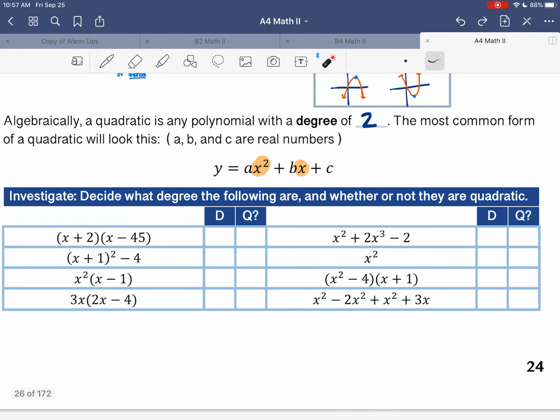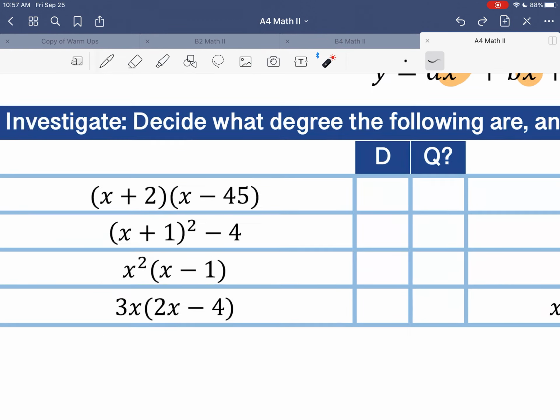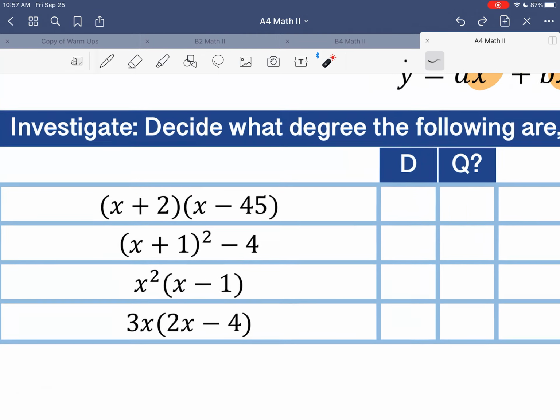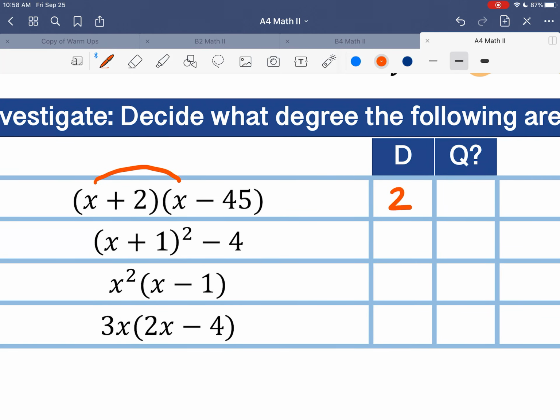So super quickly, down here we're just identifying degrees of polynomials and deciding whether or not they're quadratics. So only the ones with degree 2 will be quadratics. This first one is a multiplying two binomials situation. If you look through the math forward into what it would look like, you would notice that we would eventually have to multiply x times x, which would give us an x squared, which means that this degree is 2, and yes, it's a quadratic.